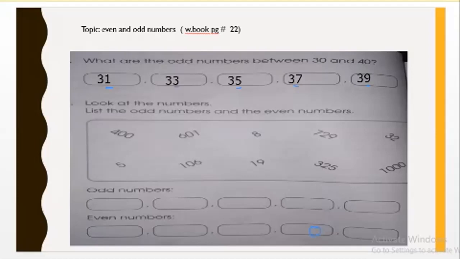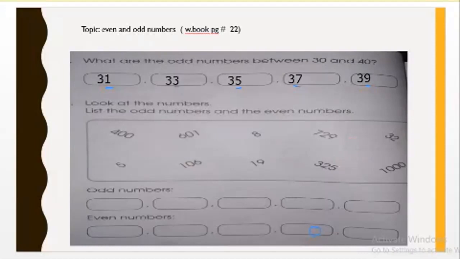Let's read the question first. Look at the numbers. They have randomly mentioned a few numbers over here. List the odd numbers and the even numbers. So my students, this work is very easy, and I will explain two examples of it, and the rest of the numbers you will figure out by yourself, which numbers are even and which numbers are odd.